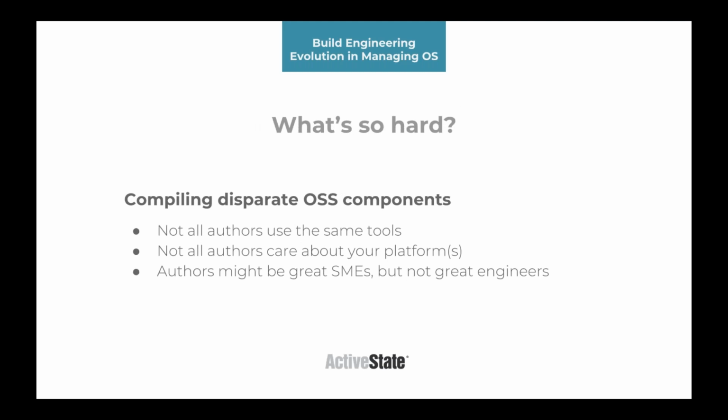So what's so hard about build engineering? Well, you've got a whole bunch of different components that you might want to pull in, and they're not going to come all from the same place. You've got to end up compiling and packaging a whole bunch of different things from different authors in different ecosystems. And when you're looking at open source components, not every author uses the same build tools. Not every author really cares about your platform. They have a set of operating systems and hardware that they particularly care about, and they may not care about what you're building on.